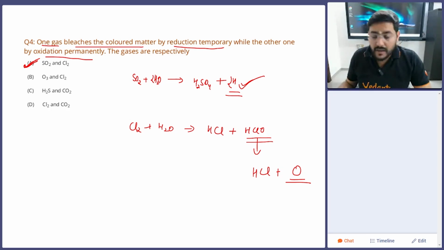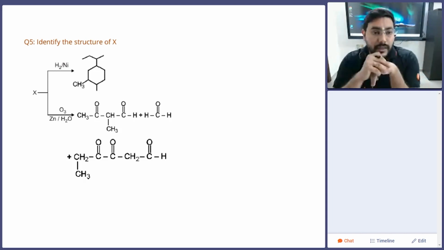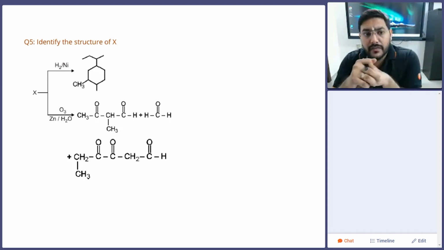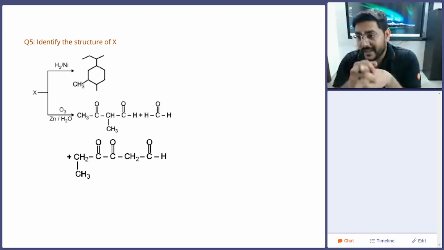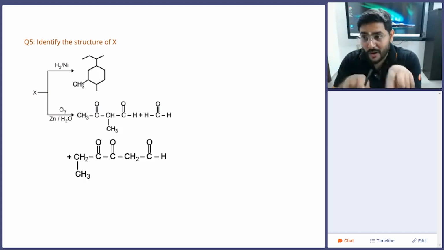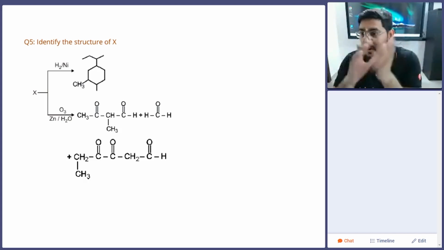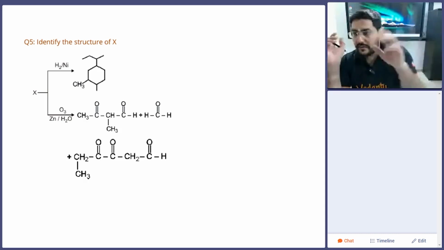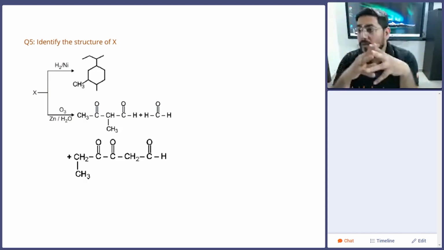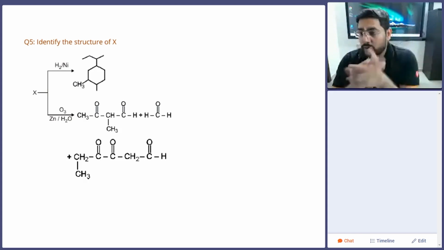Now moving towards the next part. Identify the structure of X. When we are talking about X, basically from the ozonolysis we are going to get it. Because on ozonolysis, when you get the reactant, then only after reduction you are going to get the structure properly. Otherwise you cannot say anything from the first reaction. So we have to figure out the reactant from the ozonolysis only.